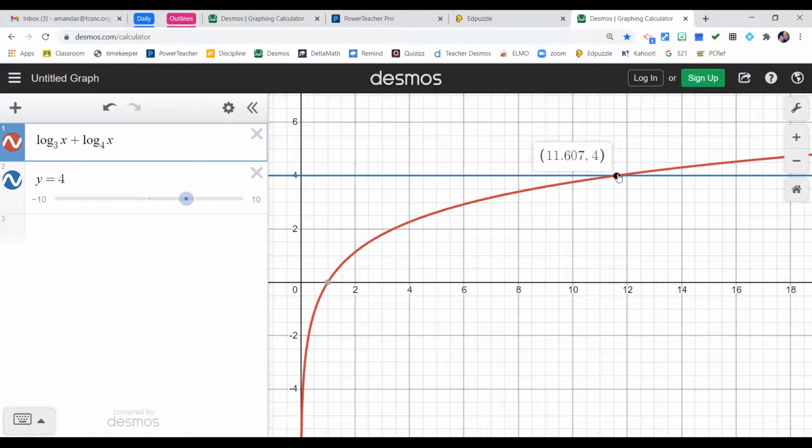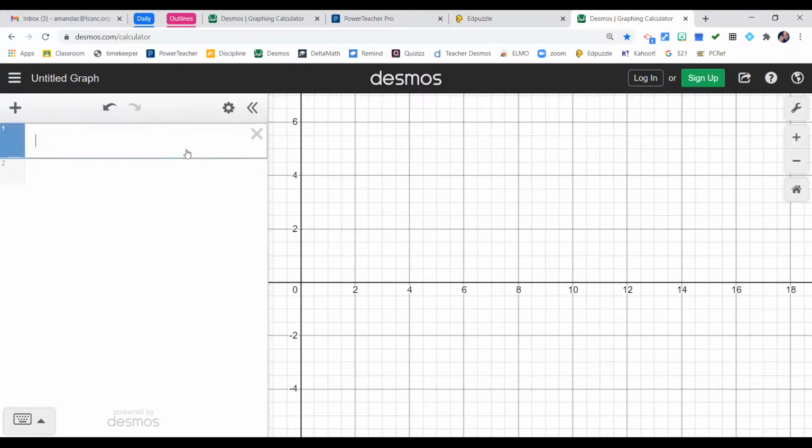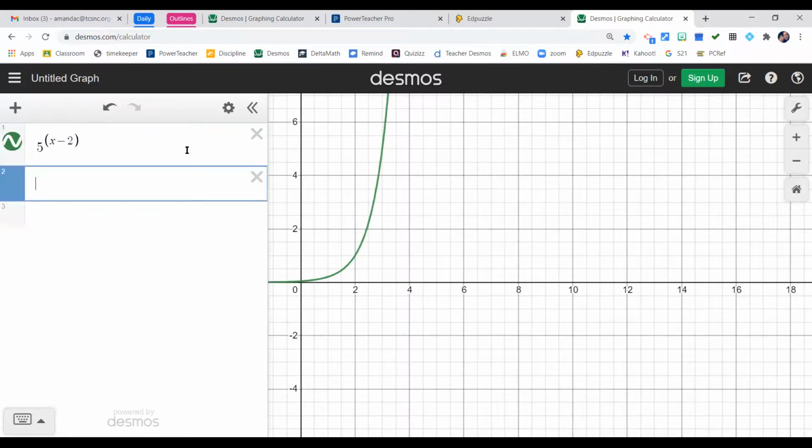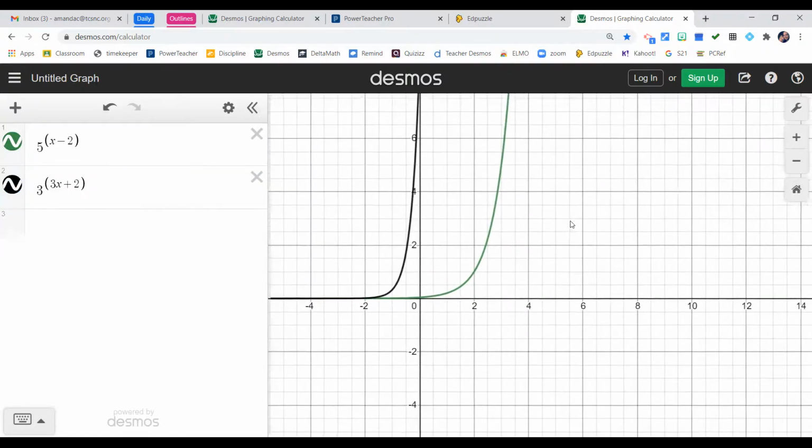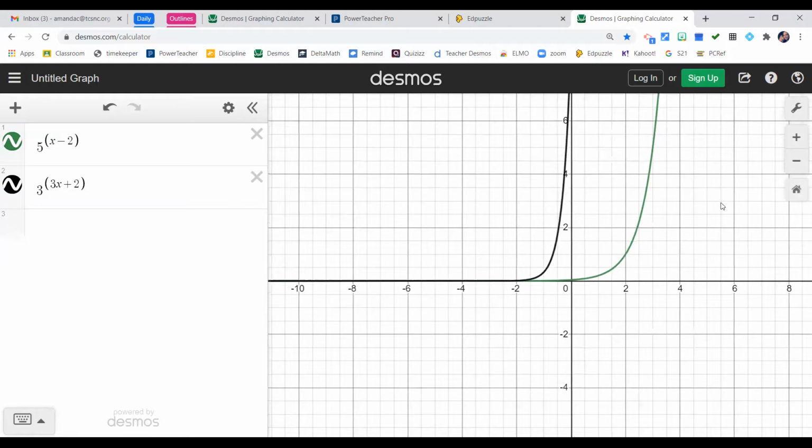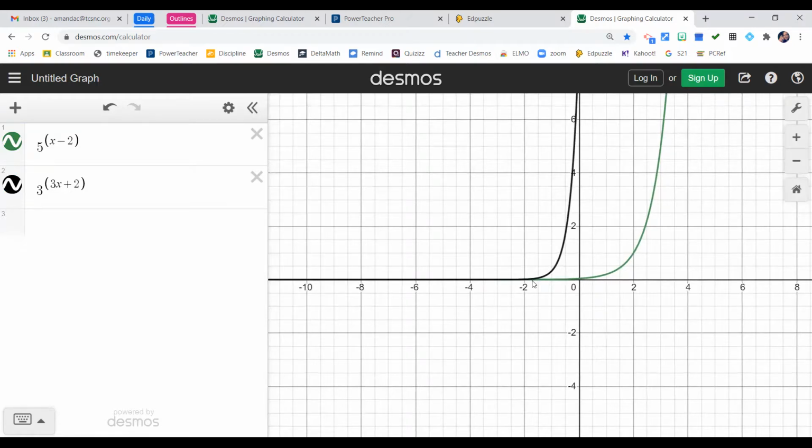So you want to see something cool? I'll show you the last one. The left-hand side, 5 to the x minus 2. Oh, shoot. Just kidding. Hang on. X minus 2. And then 3 to the 3x plus 2. And then where do them suckers intersect? Let's see. Was it at negative 3?